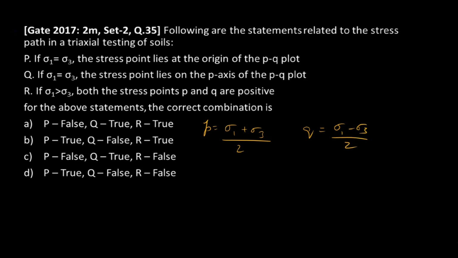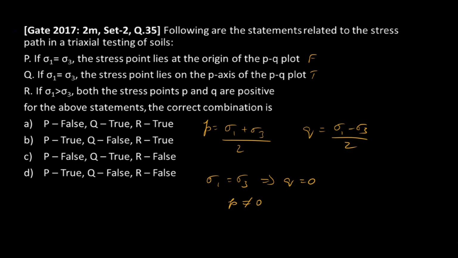So if sigma 1 is equal to sigma 3, then Q will be equal to 0, where P does not equal 0. So if you see point 1, the stress point lies at the origin of the PQ plot is false. The stress point lies on the P axis of the PQ plot. Yes, because P is not equal to 0 and Q is equal to 0.